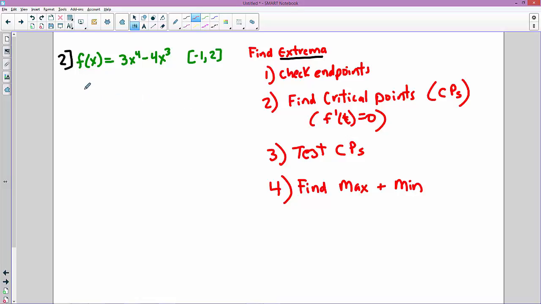Okay, so first thing I'm going to do is test the endpoints. -1 to the 4th is +1, so that's 3 minus 4 times -1, so that's 3 plus 4 is 7. And then we're going to plug in 2, so 2 to the 4th, 16 times 3 is 48. And then 32 minus 32 is 16.